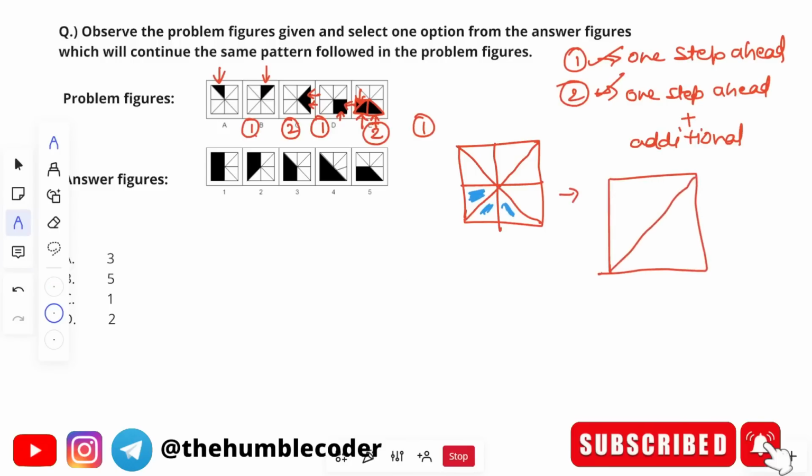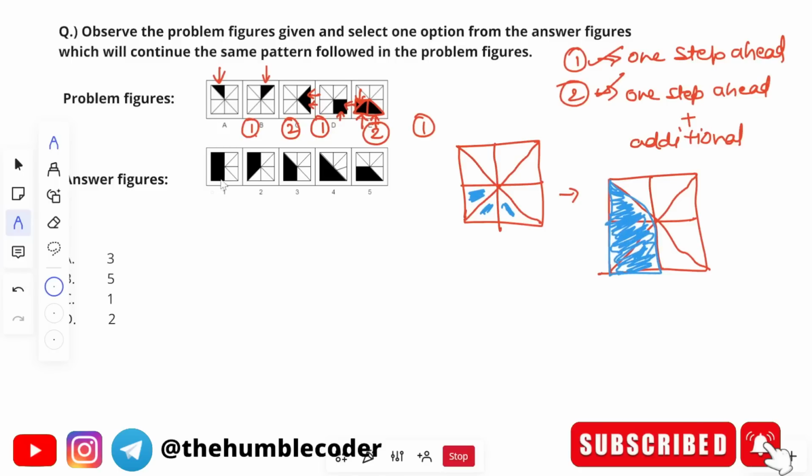Let me quickly create it. So I have created the figure. Now let's shade the portion which will have the colors. So see, this one will move here, this one will move one step up, so this one will be shaded, and this one will move one step ahead. So totally our figure should have the shaded area as something like this, right? So this whole portion should be shaded. Hope you have understood it. So this should be the next figure in the series.